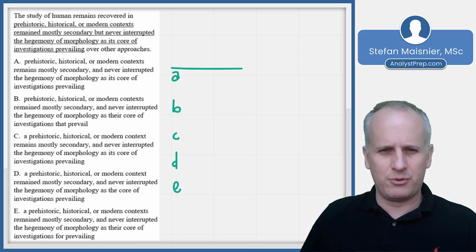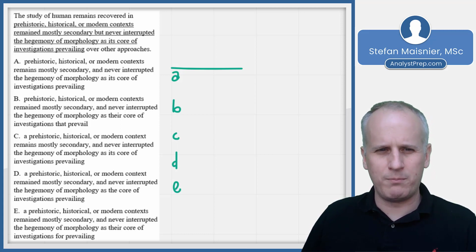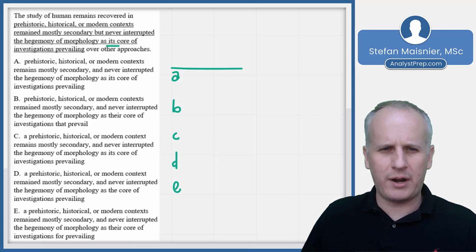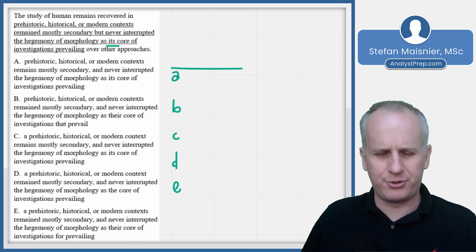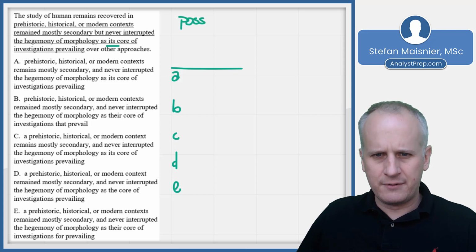The study of human remains recovered in prehistoric, historical, or modern context remained mostly secondary, but never interrupted the hegemony of morphology as its core of investigations, prevailing over other approaches. So, this ITS means that it has to be a possessive pronoun.